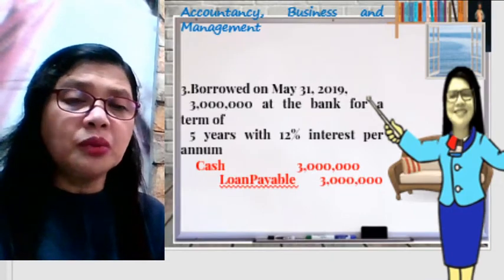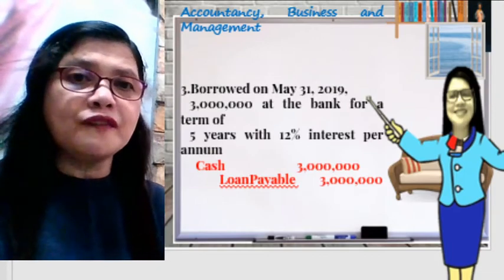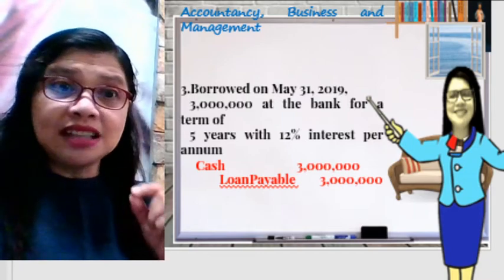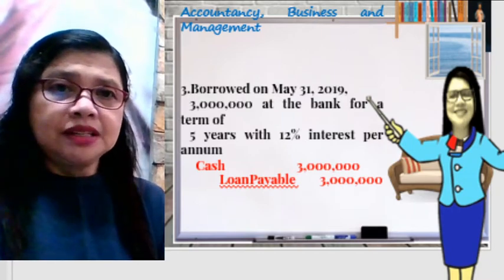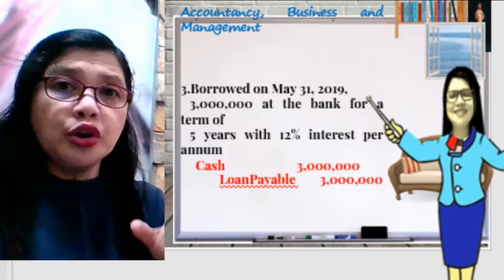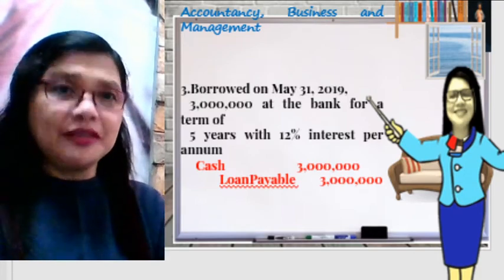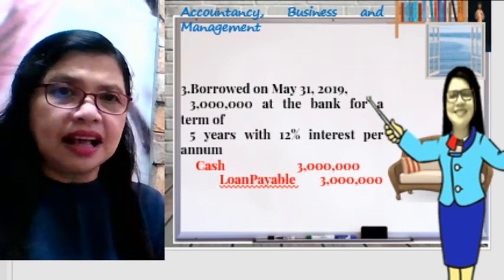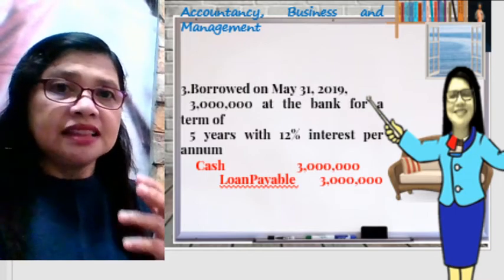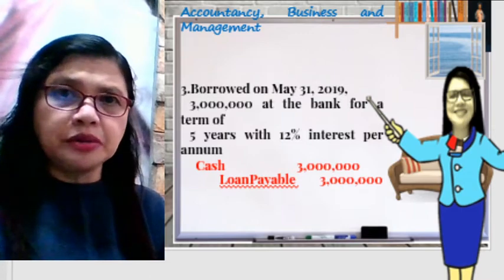Borrowed on May 31, 2019, 300,000 at the bank for a term of 5 years with 12% interest per annum. So this is a bank loans payable. So the company received cash from the bank loan proceeds, and the interest we will be computing at the time of payment. So we just debit the cash received, 3 million, and credit the loans payable because the company acquired loans. So loans is a credit normal balance.